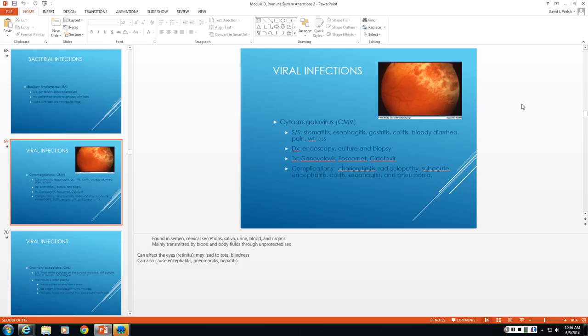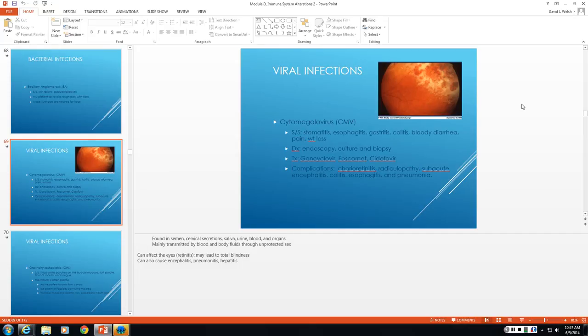Viral infections that these patients might have: the cytomegalovirus, or CMV. Usually it's found in semen, cervical secretions, saliva, urine, blood, and organs. Mainly it's transmitted by blood and body fluids through unprotected sex. It can affect the eyes. Retinitis, and that could lead to total blindness. It also can cause encephalitis, pneumonitis, and hepatitis.